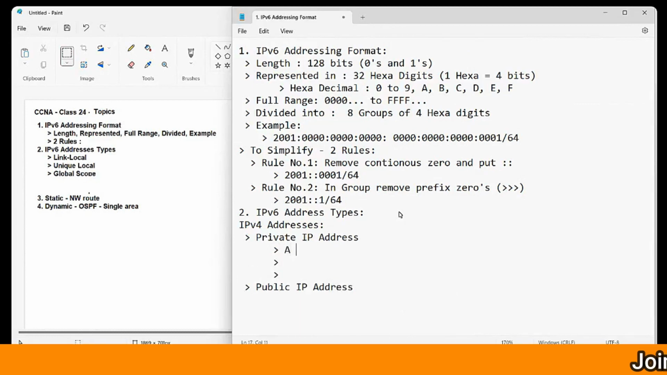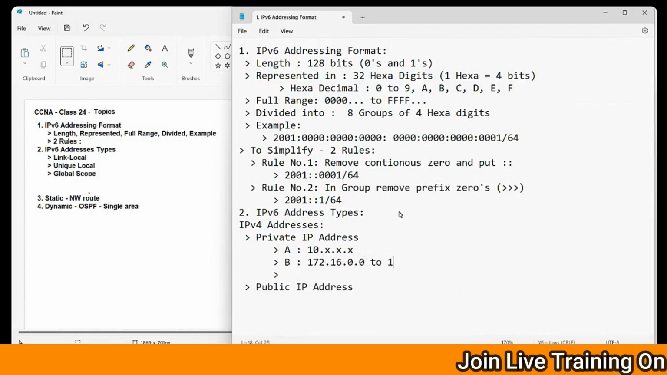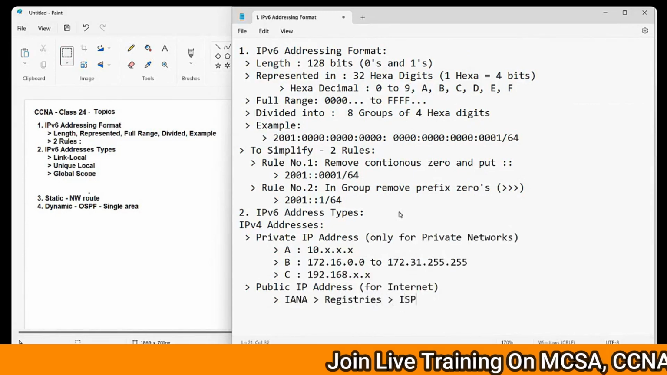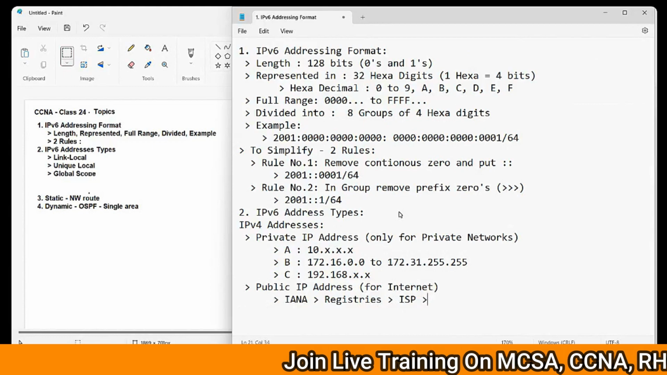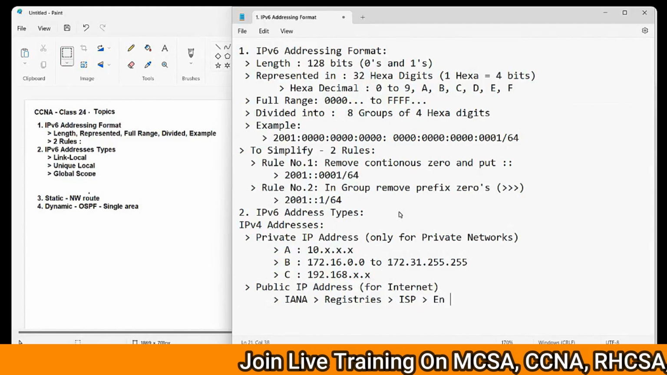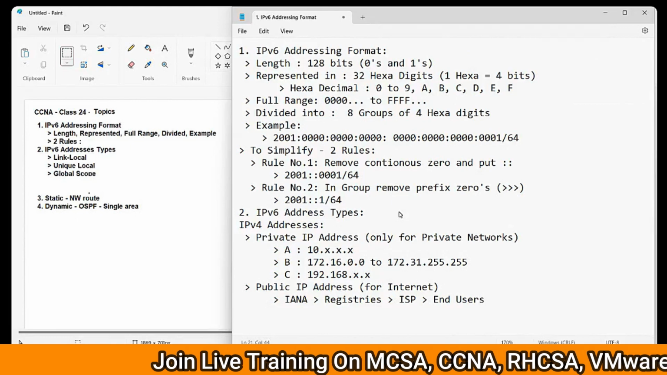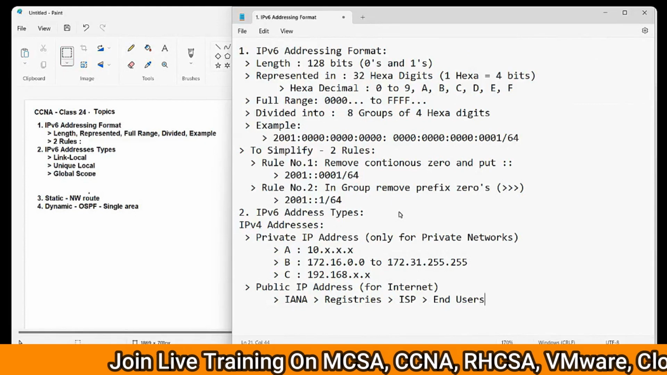In that, class A, then 172.16.0.0 up to 172.31.255.255 is free. The registry would be this one. Go to the ISP, and from the ISP it is obtained. So all this we studied already. These are the different types of IPv4 address.